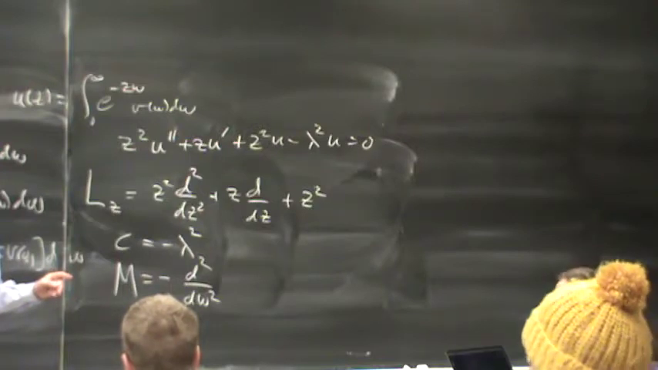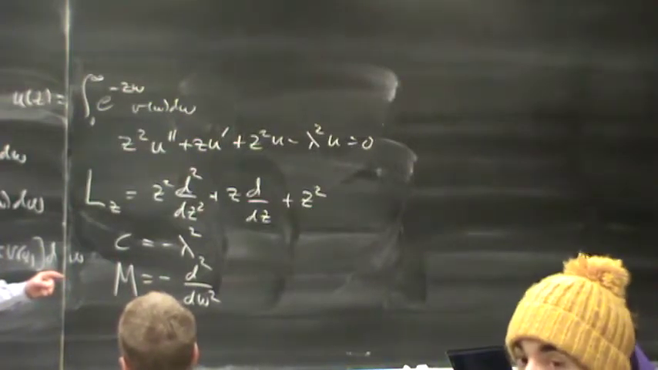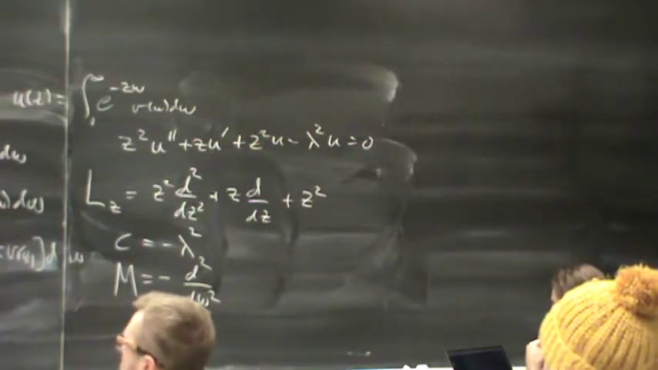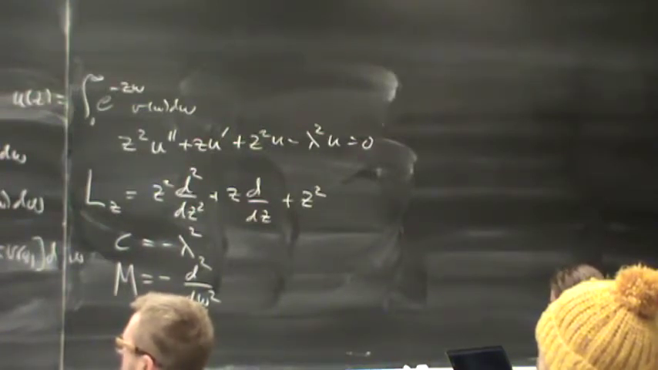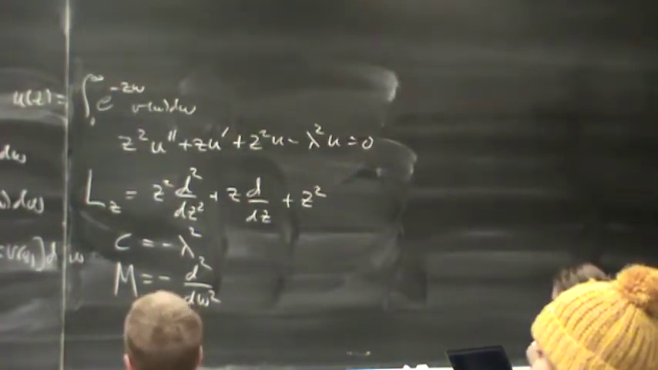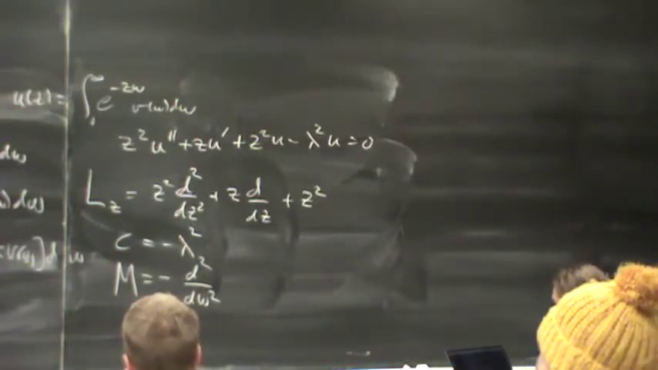Yes? Do we need to see what K looks like to see M? I didn't understand. What is K here? What is K of z and omega? Oh, yeah, you're right. I didn't say what K was yet. All right, hold on.